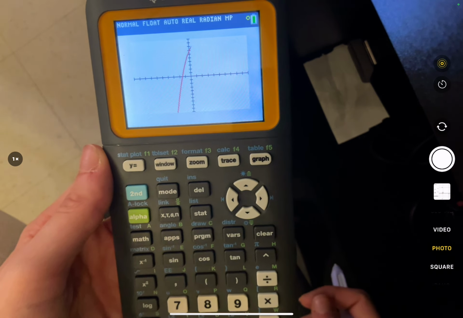Well, you need to delete the other one. So make sure you delete the first equation. Okay, once you get it sketched, you're going to draw that in on your graph.